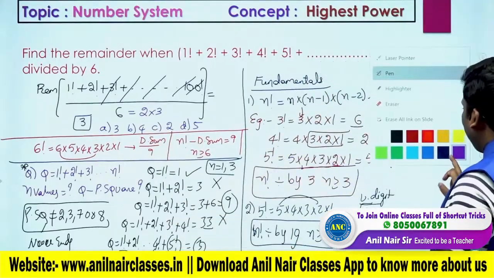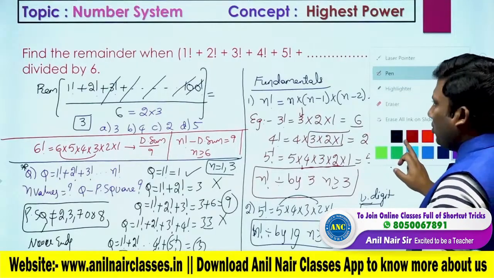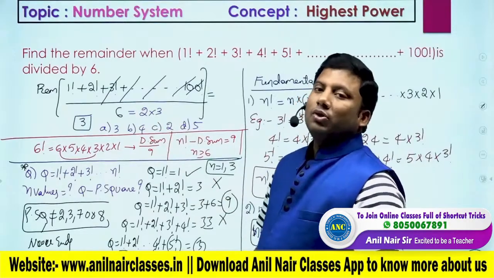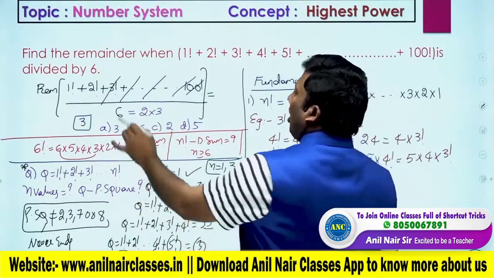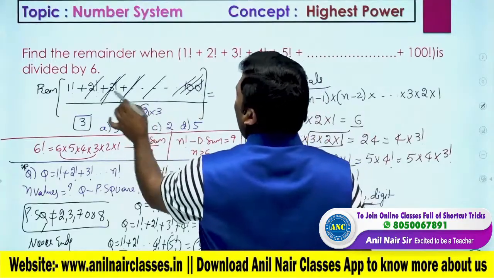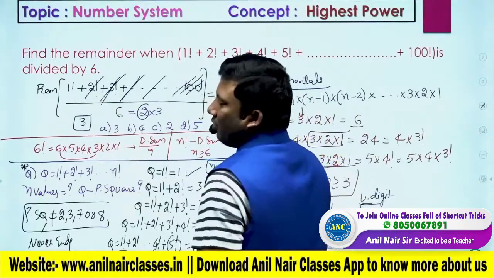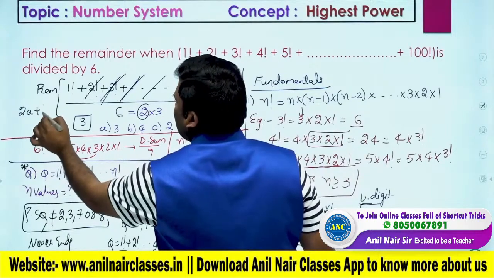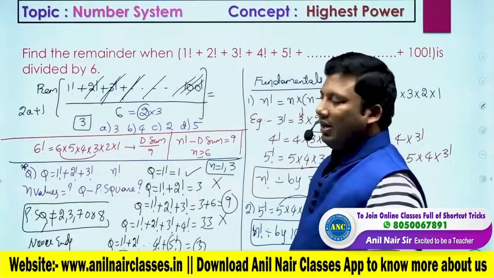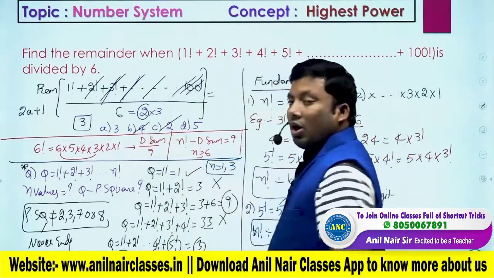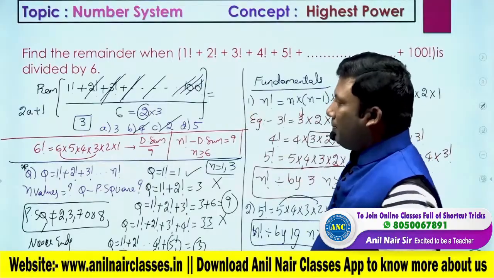In fact, if you forget this logic, you can use this logic also. Check it out for 2. From 2 factorial onwards, all are divisible by 2, so the remainder is 1. The answer when divided by 2 gives a remainder 1. So 2 and 4 are not possible.